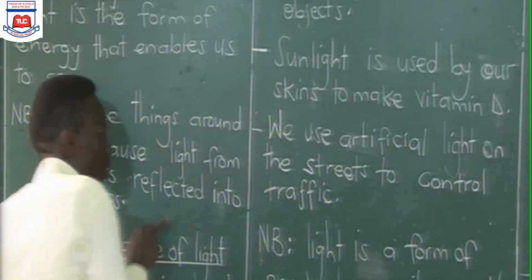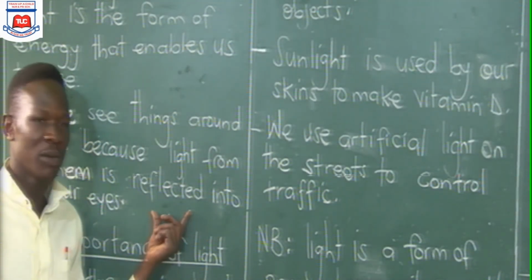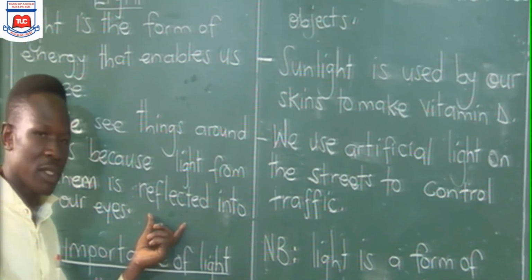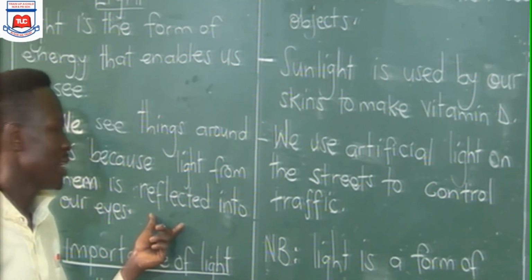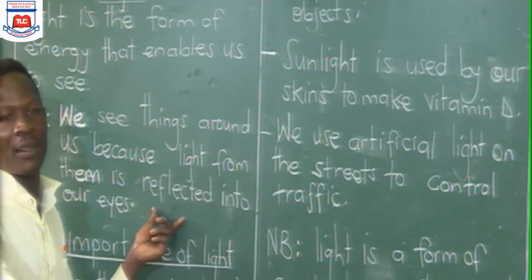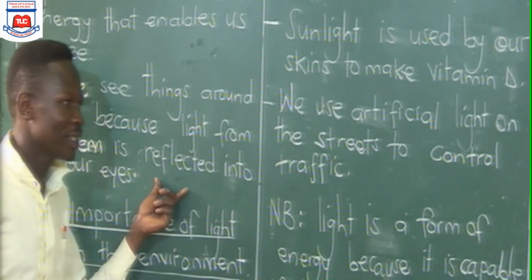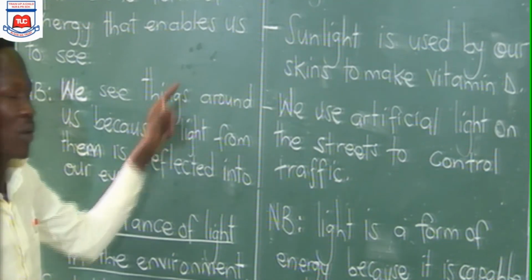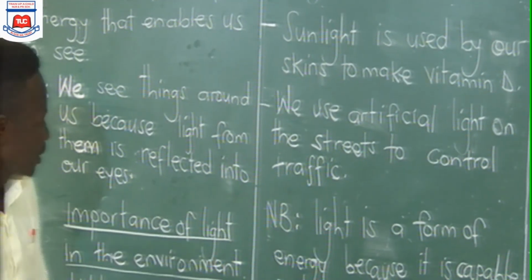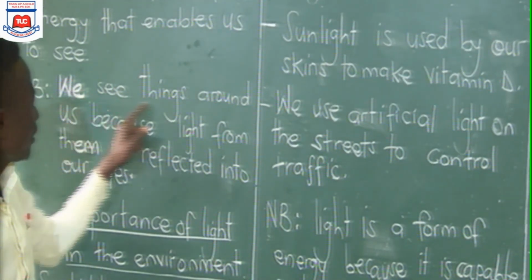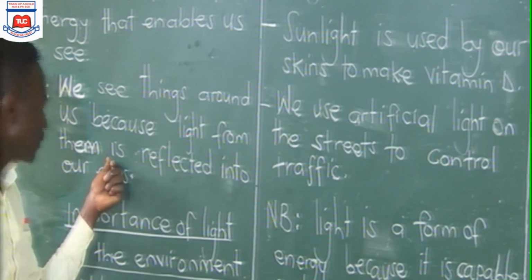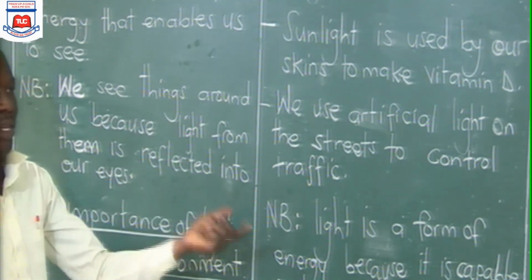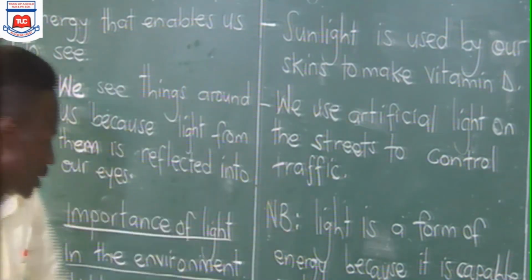It can only be possible when the light from the sun falls onto those objects and then bounces back. As it's bouncing back, it of course falls into our eyes, and then we will be able to see the objects around us. So that's why I say we see things around us because light from them is reflected into our eyes.